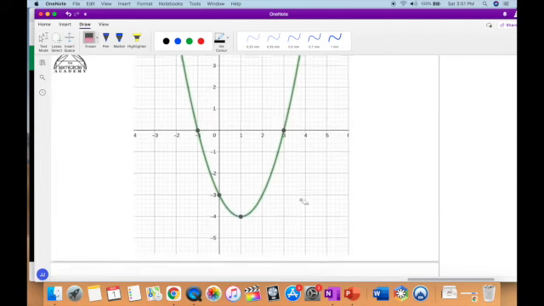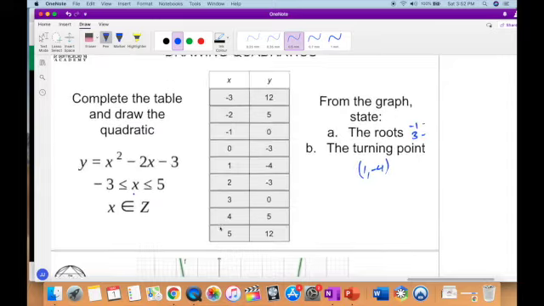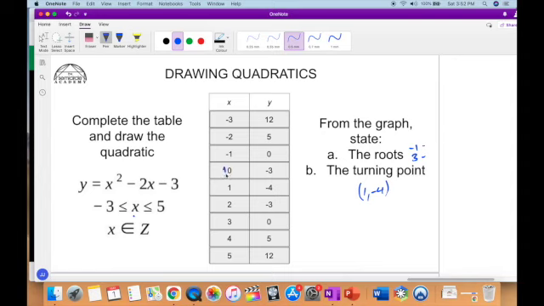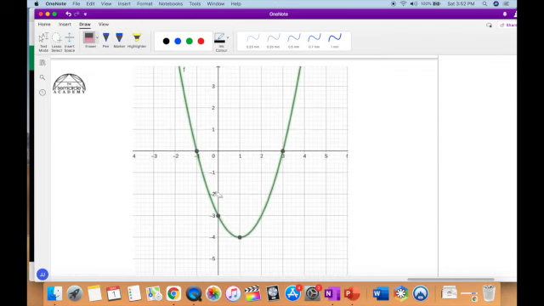So this is the graph here, and we can definitely see that it is cutting at -1 and 3. Right? We could definitely see that it cut the y-axis at -3, and remember, where it cuts the y-axis is where x is equal to 0. So we can see it here, when x is 0, y is -3, so that's where it cut in, and then we can see the turning point there, 1, -4, right?